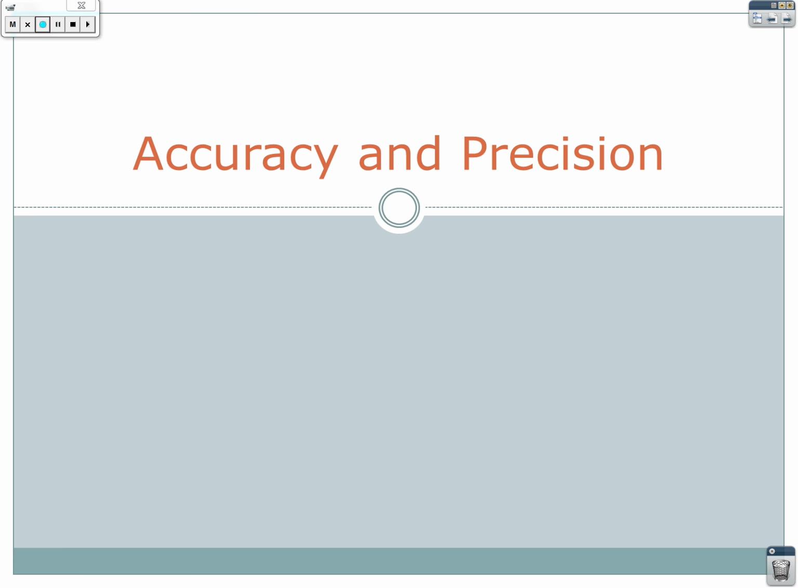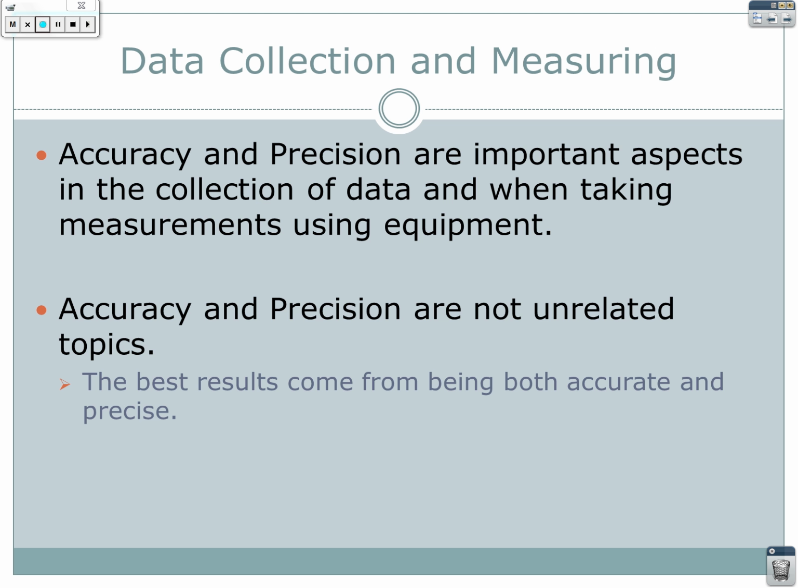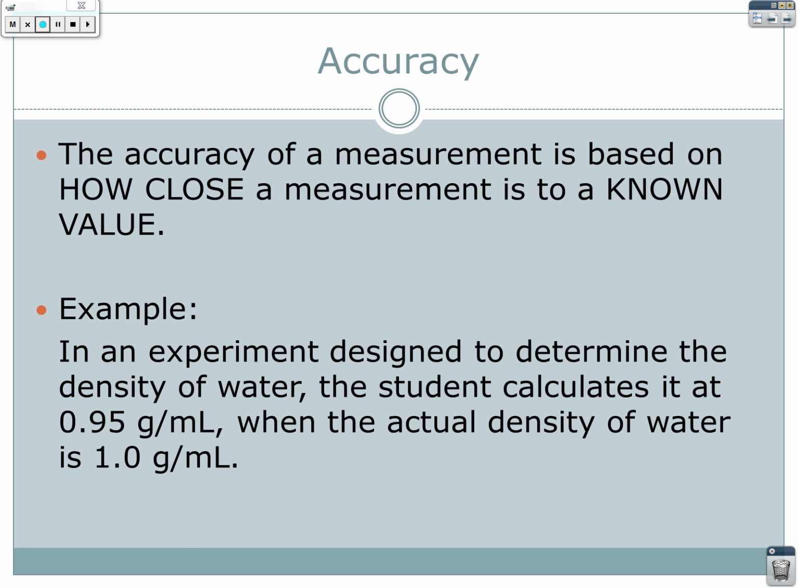Let's talk about accuracy and precision. Accuracy and precision are very important concepts to take into effect when we're talking about data collection and measuring in science, and especially when using equipment. We're going to talk more about accuracy and precision related specifically to equipment in a later online note. But right now it's important to remember that accuracy and precision are not unrelated topics. The best results come from being both accurate and precise.